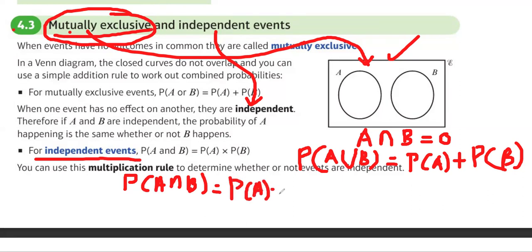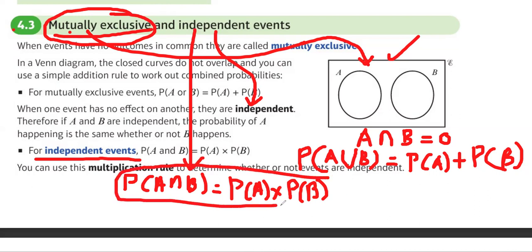That's the next important thing for this probability lesson. For independent events, you can use this formula. For mutually exclusive events, you can use these two formulas: P(A intersection B) equals 0, and P(A union B) equals P(A) plus P(B). Understood? Yes.